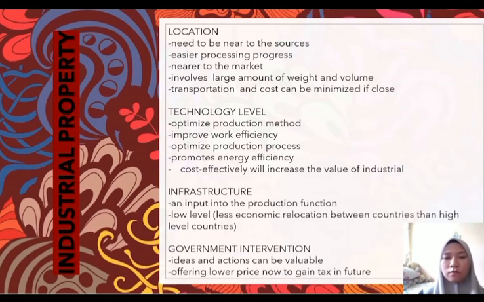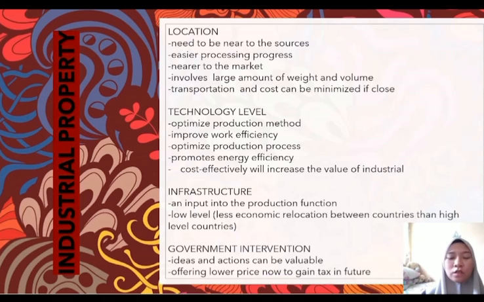Next is technology level. Technology, such as machines, not only optimizes production methods, but also improves work efficiency, optimizes production processes, and promotes energy efficiency. Because when a firm has a factory, they want the business to be profitable. So to have profit, they must have good technology to make sure their production is good quality.